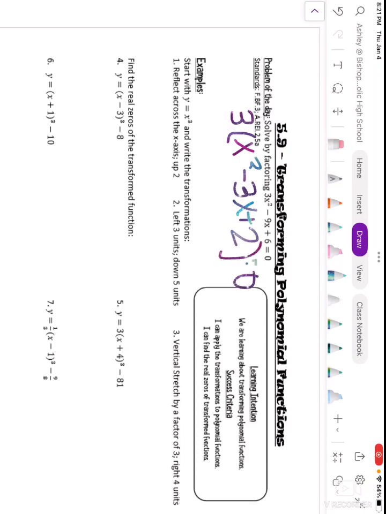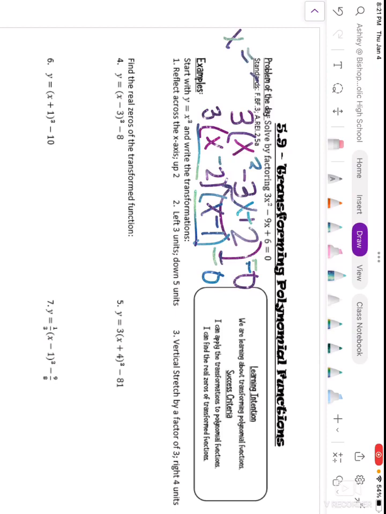We can factor that one step further. So our factors of 2 that add to negative 3 are negative 2 and negative 1. And then if we set each of those things equal to 0 and solve them, we would get that x is 2 and x is 1.